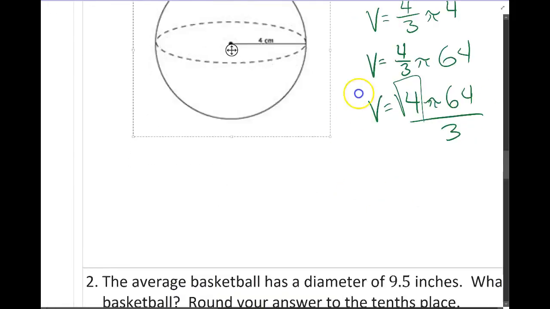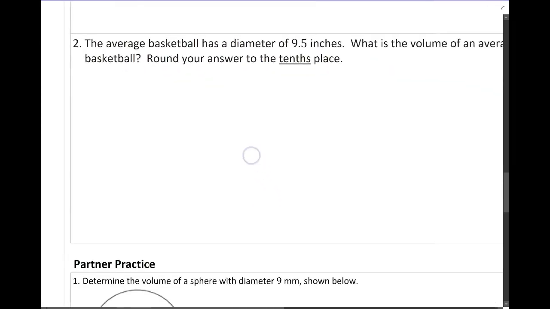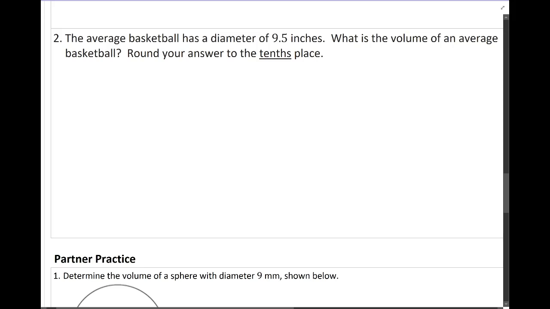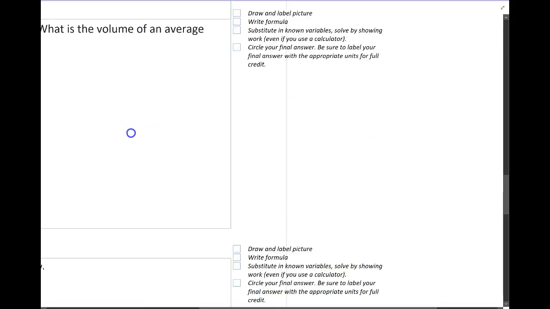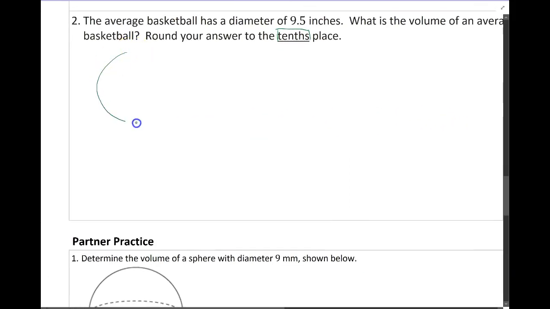So now that we've got that, let's come down and try this one. The average basketball has a diameter of 9.5 inches. What is the volume of an average basketball? Round to the nearest tenths place. Well, my first step, as I always know, I'm going to come over here and say, well, I need to draw and label my picture. I'm going to draw a really kind of bad basketball here. Now, I know that the diameter for this basketball is 9.5.